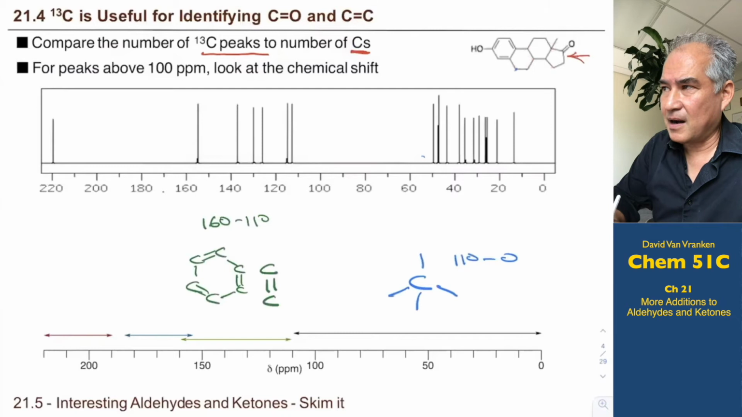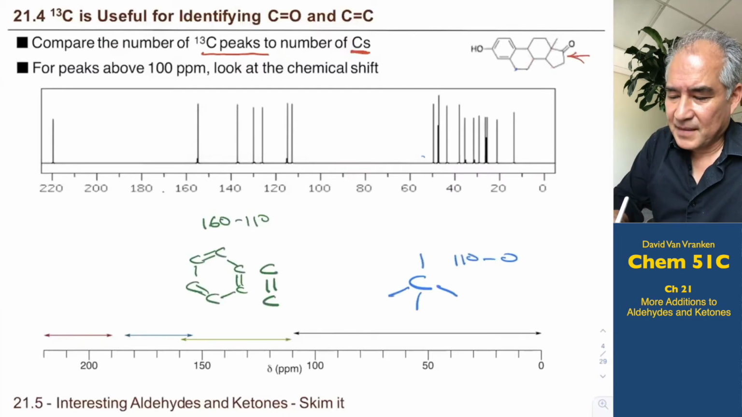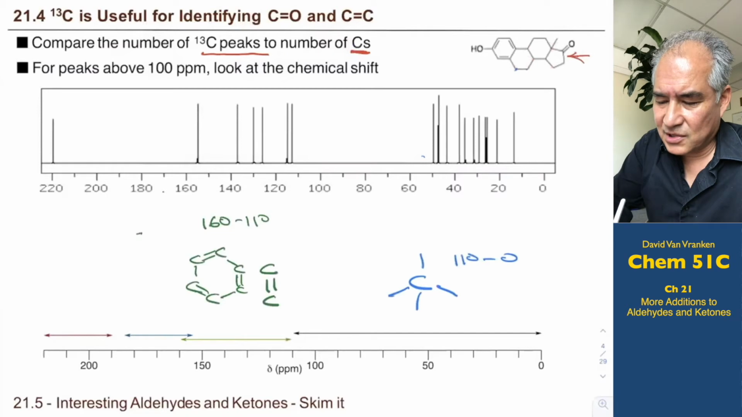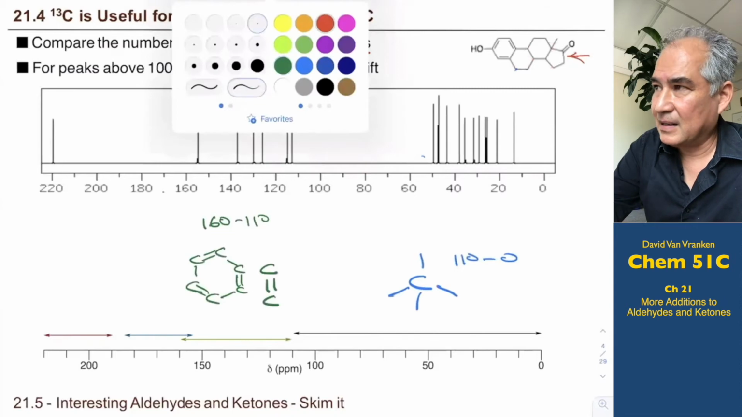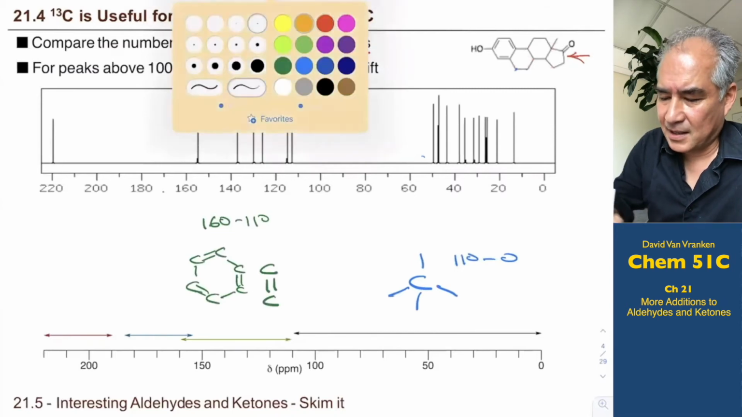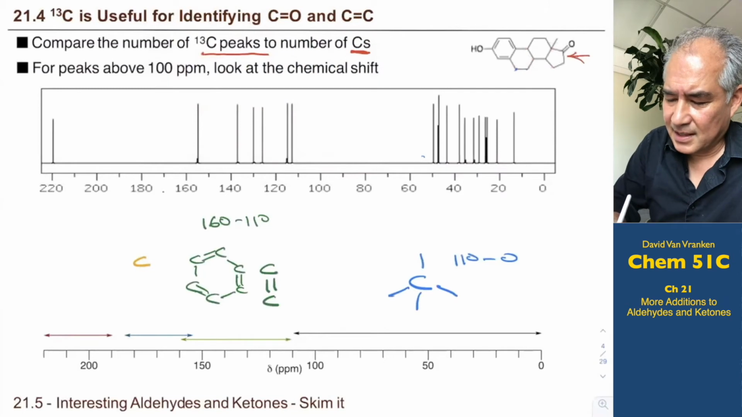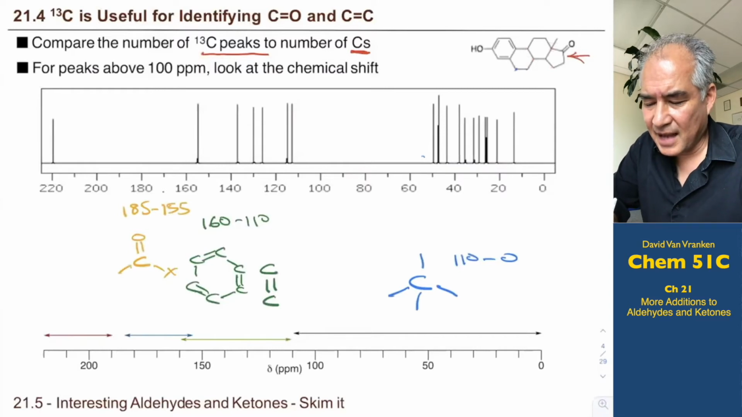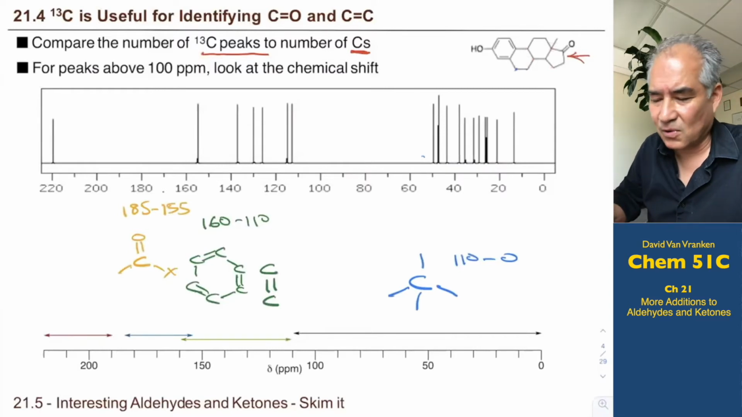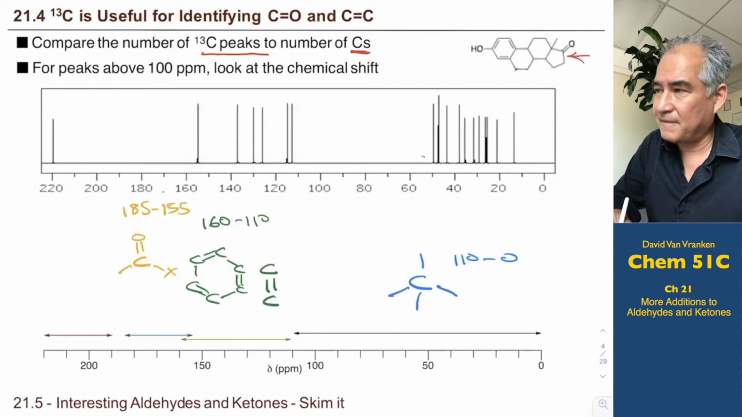Over here, above that region, we have carbonyl groups, and specifically carbonyl groups that are attached to heteroatoms. Let me make this a different color just to make that a little more distinctive and dramatic here. So here, I'm going to call it about 155 to 185 parts per million. In that region, you have carbonyls that are attached to heteroatoms. So that would be X is a nitrogen, X is an oxygen, X is a halogen, like in an acyl chloride. Those occur in that region of about 185 to 155.